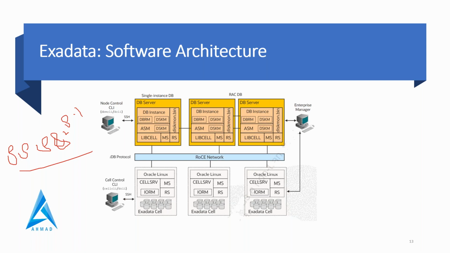And diskmon basically checks the storage network interface state and cell liveness, whether the cell is live or not. It also performs DBRM plan propagation to the Exadata cell. So diskmon uses a node-wide master process, that is diskmon.bin, if you see in the diagram, and one slave process, that is DSKM, for each RDBMS or ASM instance.